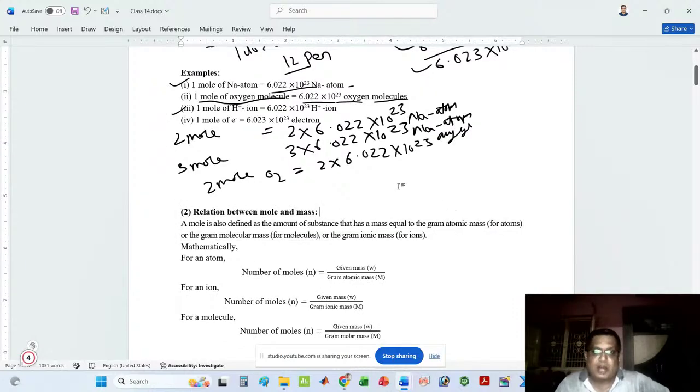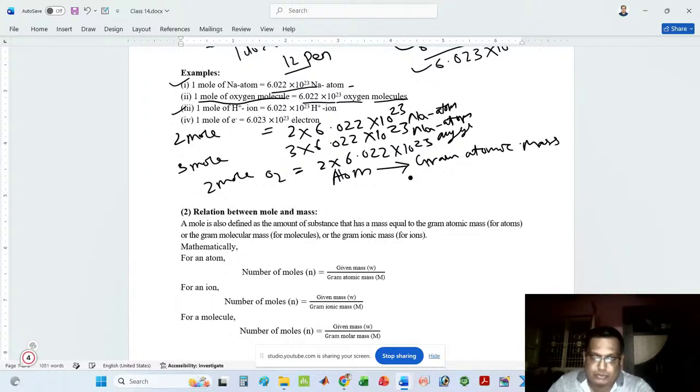We know that for atom we generally use the gram atomic mass. For molecule we use gram molecular mass. For ion we generally use gram ionic mass.